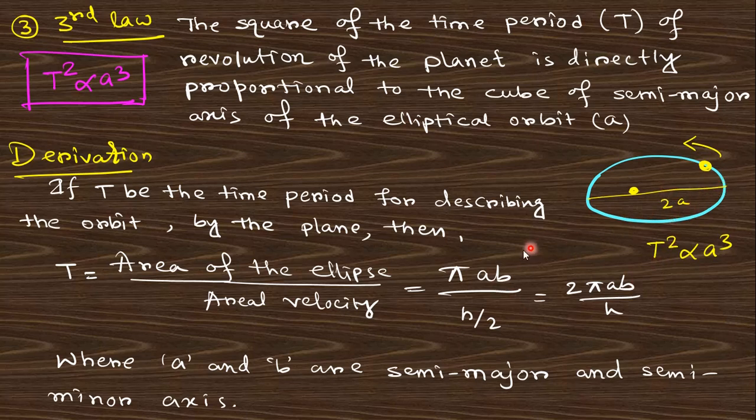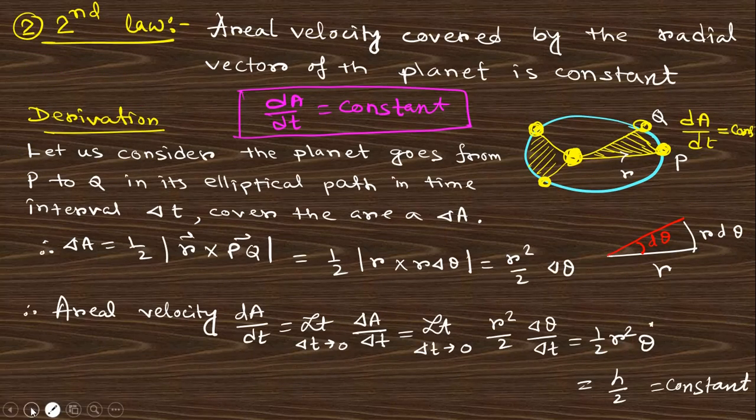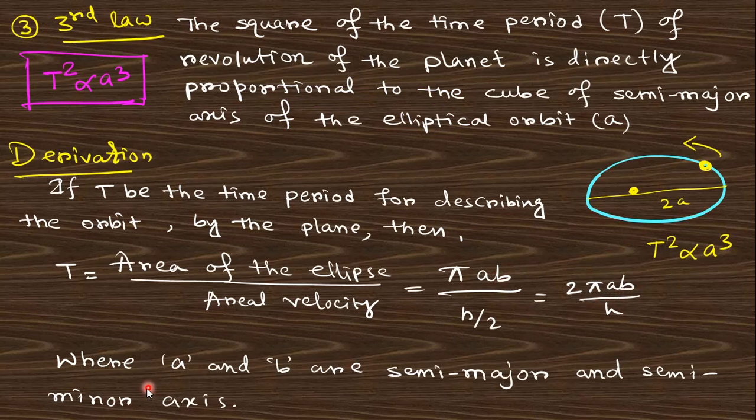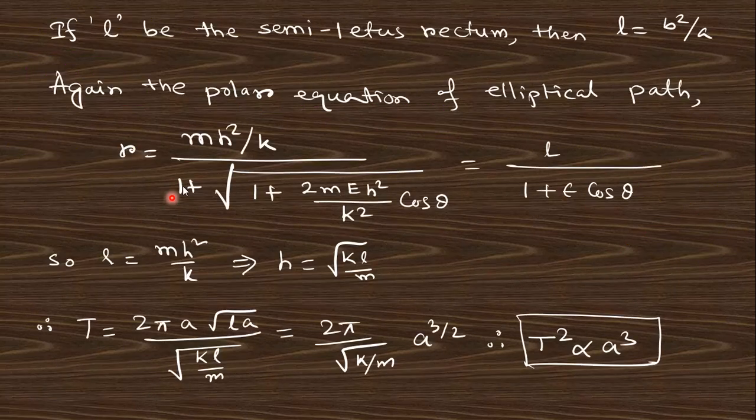Okay. So if you want to derive this expression, you can say the time period will be the area of the ellipse divided by the areal velocity. Actually, time period is the length by velocity, or in areal terms, the area of the ellipse over the areal velocity. So the area of the ellipse is pi ab, where a is the semi major axis and b is the semi minor axis, and the areal velocity we just derived is h by 2. Here we put h by 2, and you will get 2 pi ab by h. Now what is the value of b and h? If L is the semi-latus rectum, then L equals b square by a. This is the formula of the semi-latus rectum, and r is written here. This formula was derived in the previous lecture.